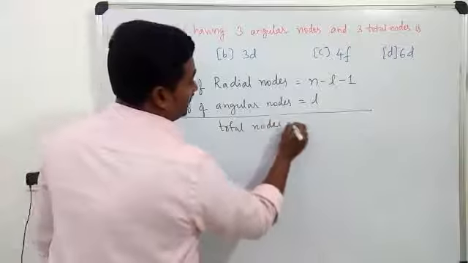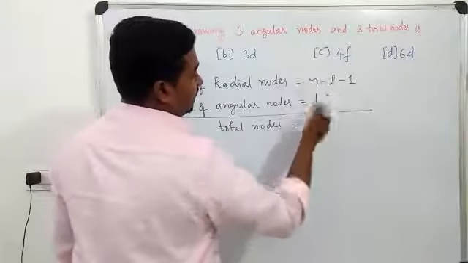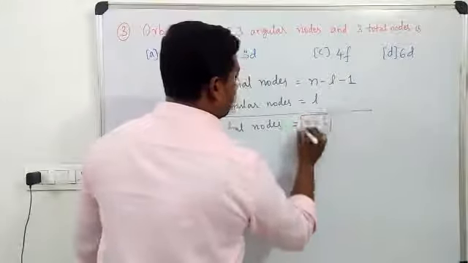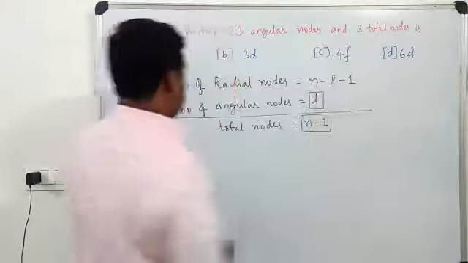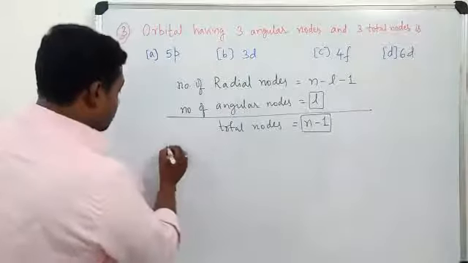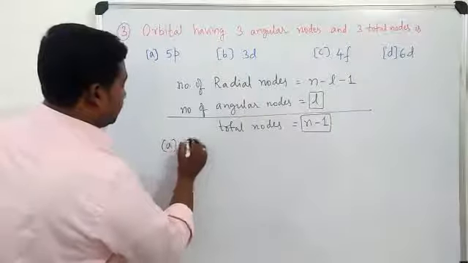Total nodes is equal to, just cancel L and L, you will get n minus 1. So this is total number of nodes and this is only angular nodes. Now verify the options one by one. Option A is given as 5p.